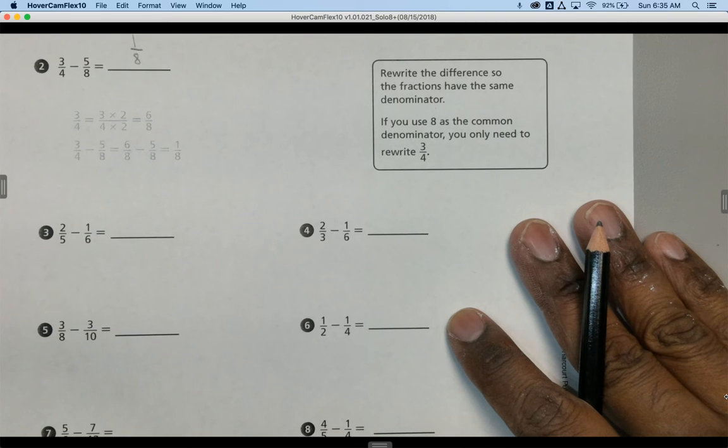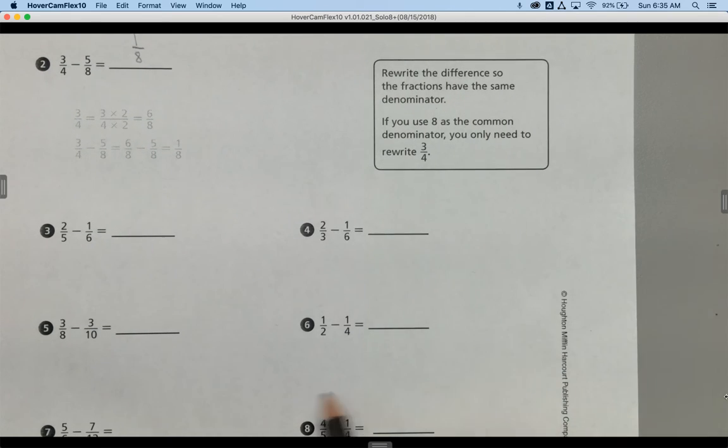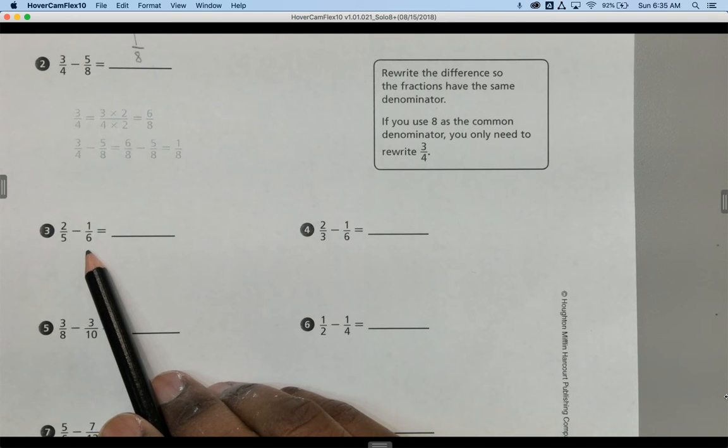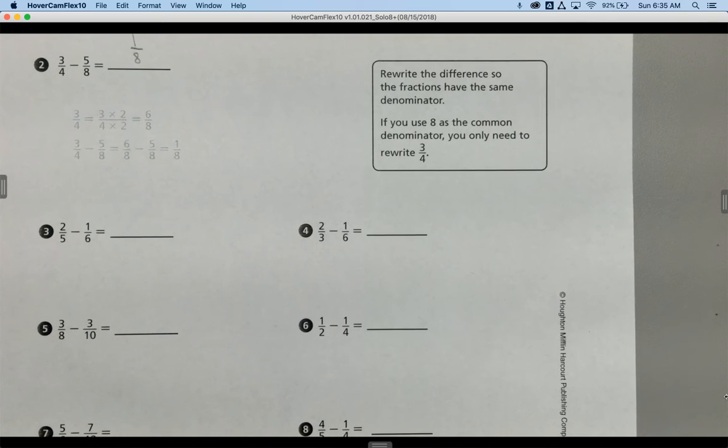Number 3, 2/5 minus 1/6. Our denominators are the 5 and the 6. 6 is the larger of the two denominators. Ask yourself that question. Is 6 a multiple of 5? No. 6 is out. Go through your multiples of 6 until you find one that works for 5. 6, 12, 18, 24, 30. 30 was going to be our common denominator.